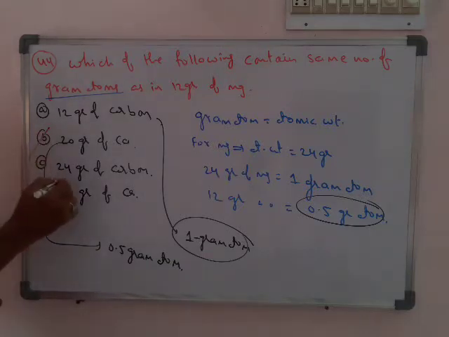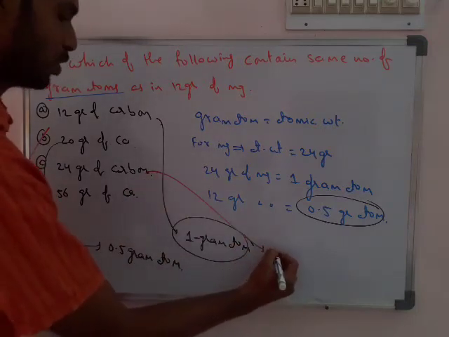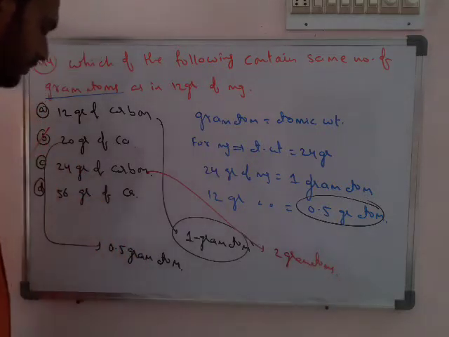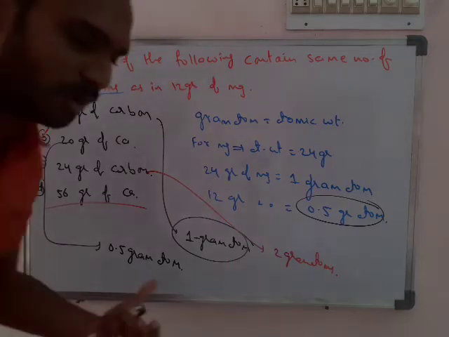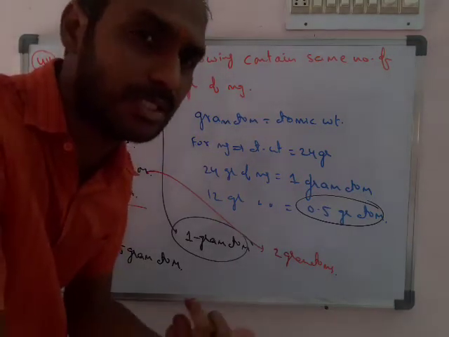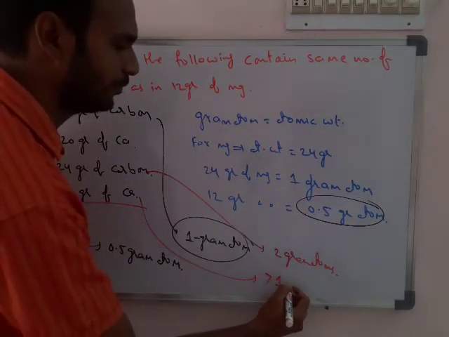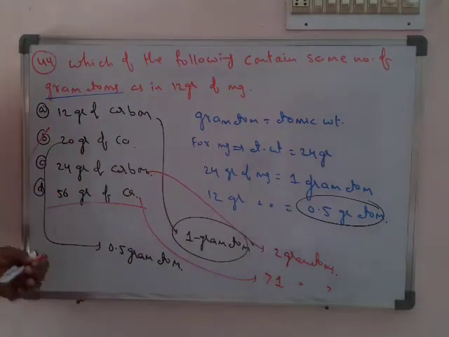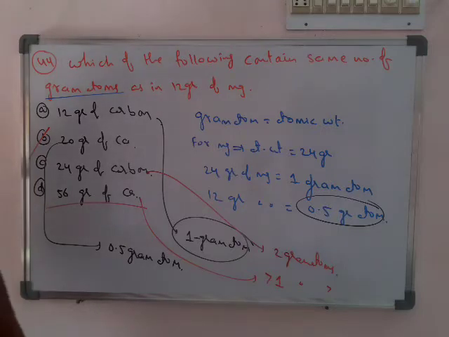24 grams of carbon, since 12 grams gives 1, means 2 gram atoms. Next, 56 grams of calcium. 40 grams is 1 gram atom, and here there is 56, so it comes to greater than 1 gram atom. We have to write the answers for every option. So which is comparable? This B is comparable.